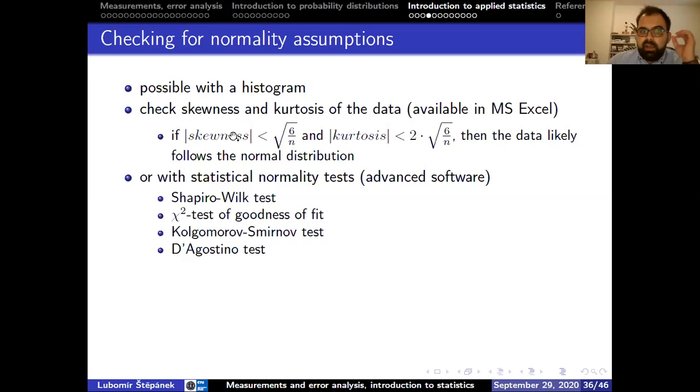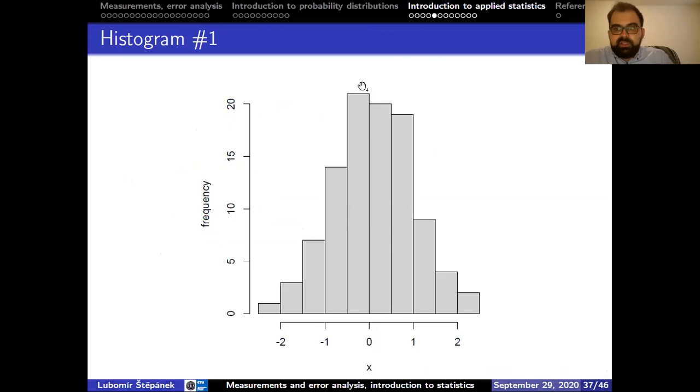And if the absolute value of the skewness is lower than this square root, and the absolute value of the kurtosis is also lower than this square root, then the data very likely follows the normal distribution. The n term in this fraction stands for sample size, as usual. So this could be done in Excel, but checking the histogram is, in my opinion, absolutely sufficient to check for normality. So this is the first example of a histogram.